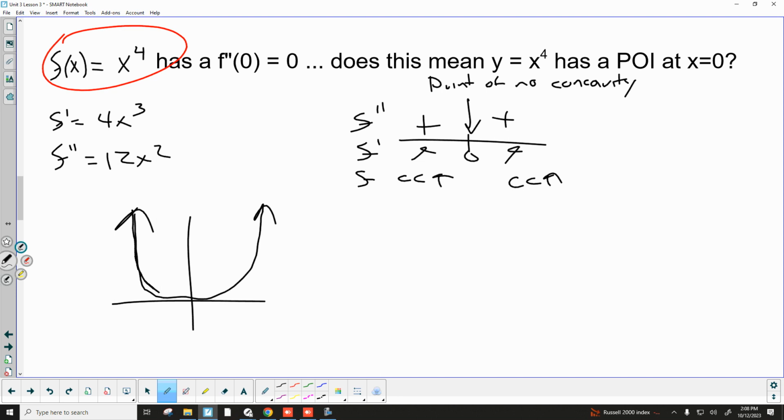This is just a point of no concavity, but it's not a point of inflection because your curvature doesn't change. Got it? Great. Well, now let's go to the hard stuff.